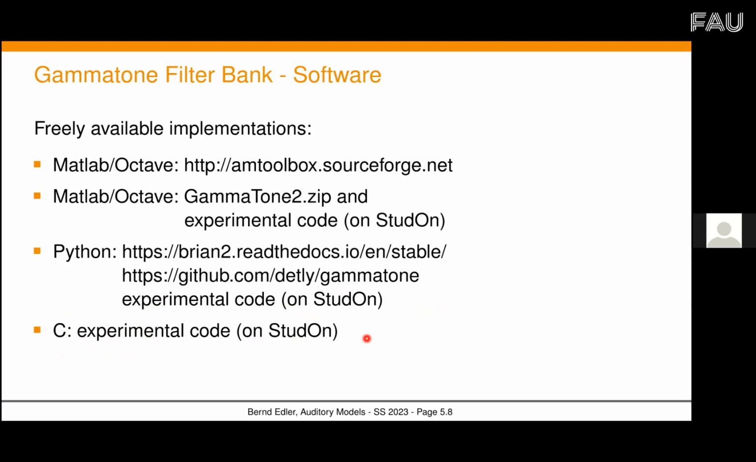implementing gammatone filters. And of course the implementations in C are the fastest, and Python is also quite efficient if you use the corresponding libraries, and MATLAB is quite okay, but Python is also quite good for what you can do. So I will show that next.